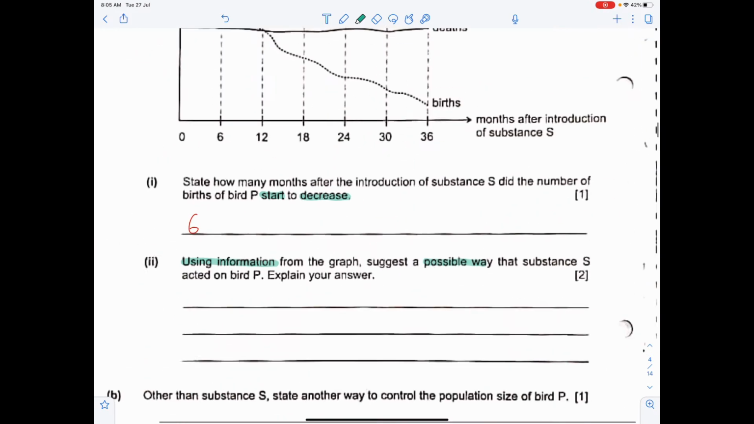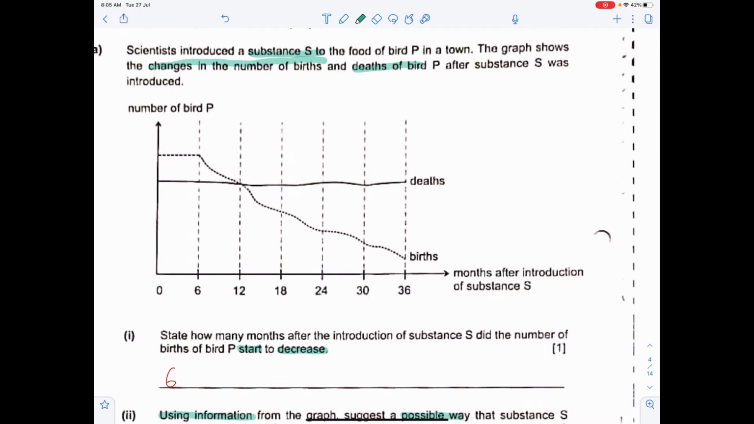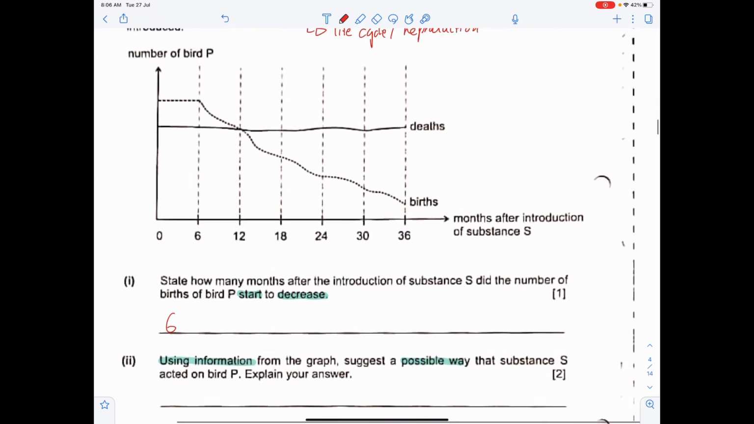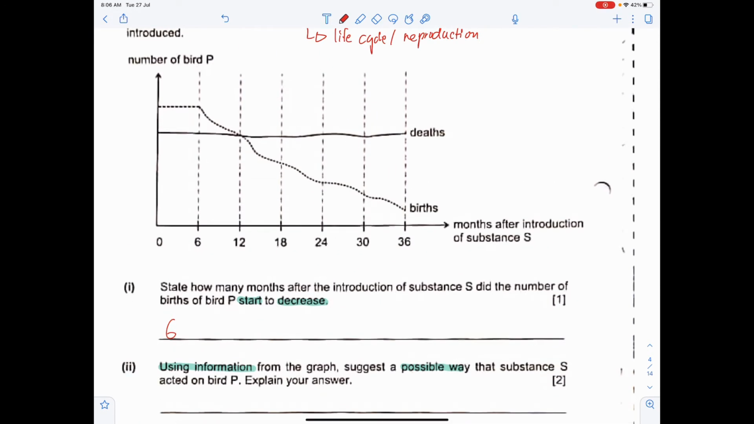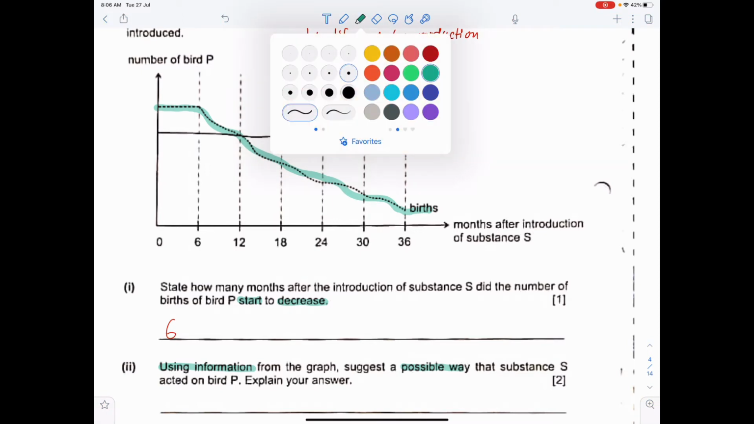So we know that in this topic, you see the word birth. This would hint that perhaps it is life cycle or reproduction. The topic of reproduction could be the topic. So you need to ask yourself, looking at this graph, how many trends are there? All in all, there are 2 trends. The first trend is on your birth, which is highlighted in green. And then you have your death, which I'm going to highlight in orange.